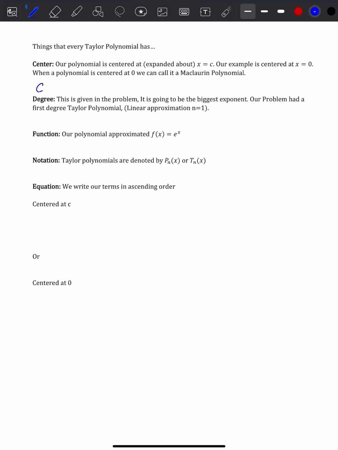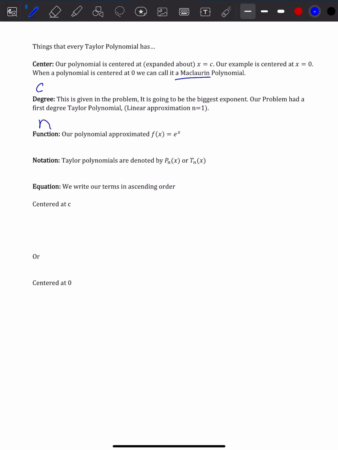And this is a really important one to know because when a polynomial is centered at 0, we actually call it a Maclaurin polynomial. It's a Taylor polynomial with a specific condition. So if you hear the word Maclaurin, that just means our center is 0. The degree, which is our biggest exponent in this given problem, our degree was 1 because it was a linear approximation, so this was a first degree polynomial.